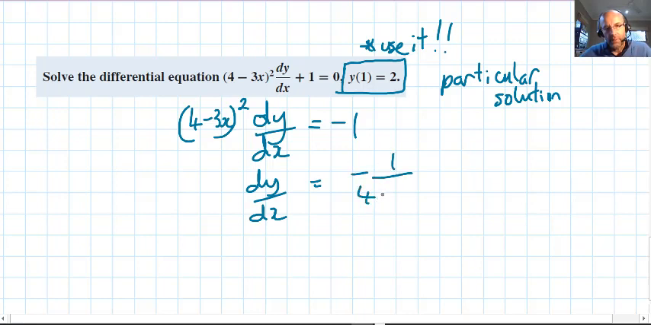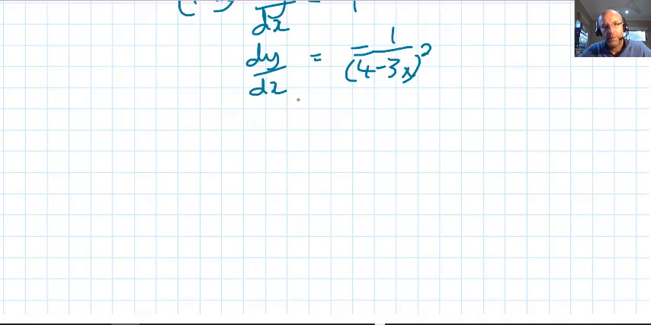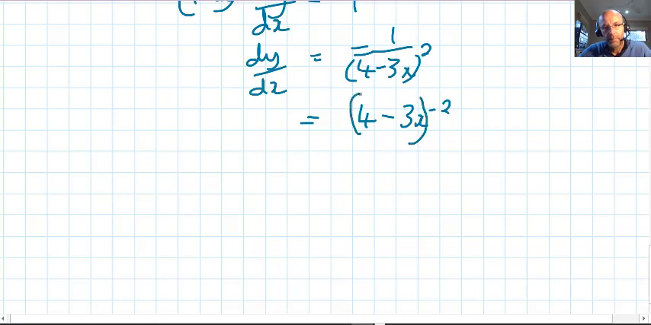and we get negative 1 over (4 minus 3x) all squared. And one thing you can do is rewrite that in negative index form, like so. So dy dx equals all that. And then we go ahead and integrate. So y will be the integral, or negative the integral, of that.